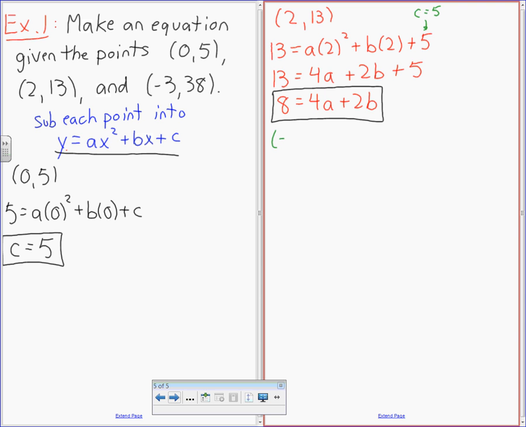Let's try again with the third term, which is going to be -3 and 38, which I will do in green. Desiree, can you tell me what the y value is here, please? Okay, good, 38, so that's going to come first, lovely. And the x value, Desiree, is going to be what? -3, good. So I'm going to say 38 equals a times -3 squared plus b times -3 plus 5.